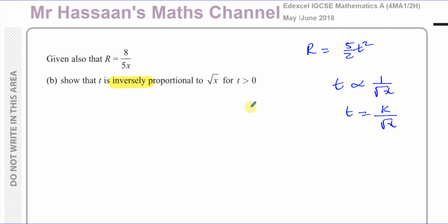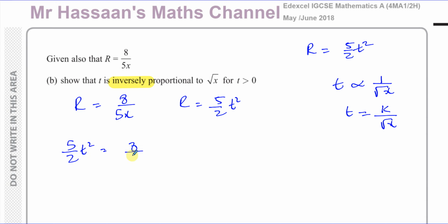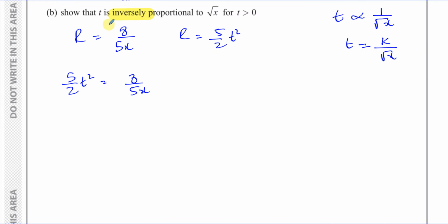Okay, so what we can do is solve these two equations simultaneously. We can get rid of the R. For example, let's replace this R with 5 over 2T squared. So we say 5 over 2T squared is equal to 8 over 5x. And we want to express T as the subject. So if we multiply both sides by 2, the 2s cancel, we're left with 5T squared equals 16 over 5x.